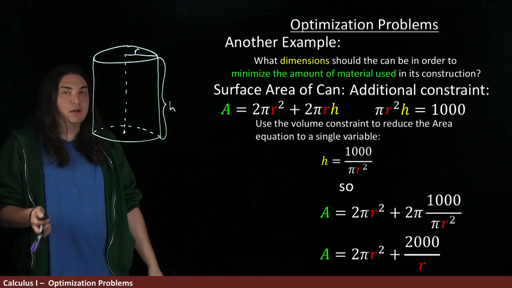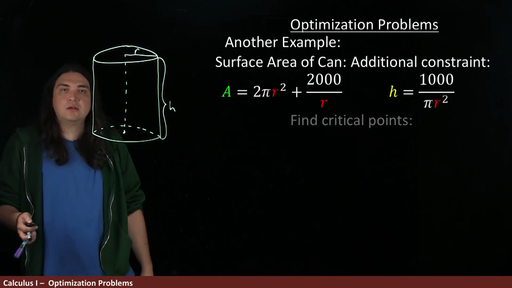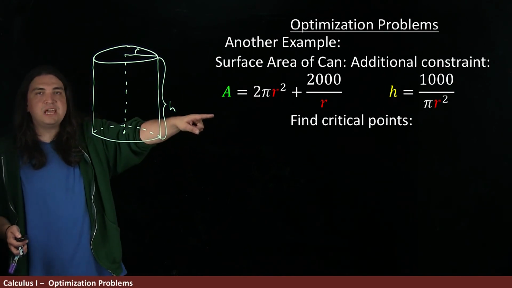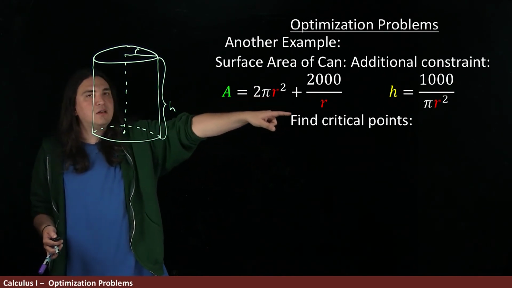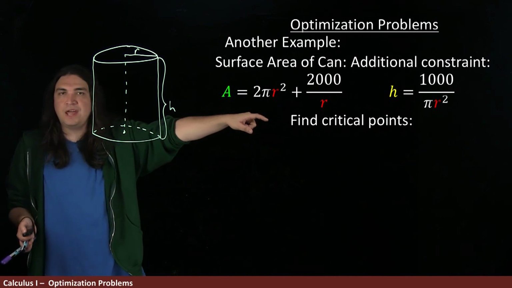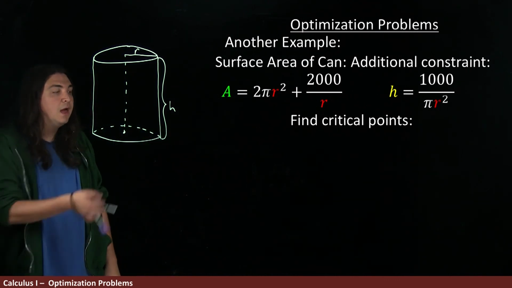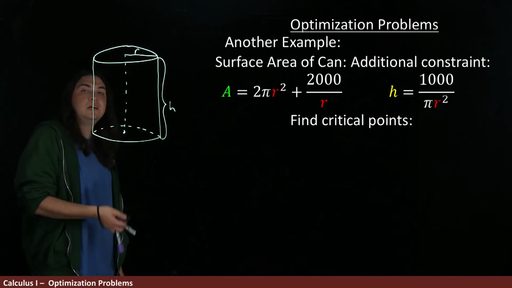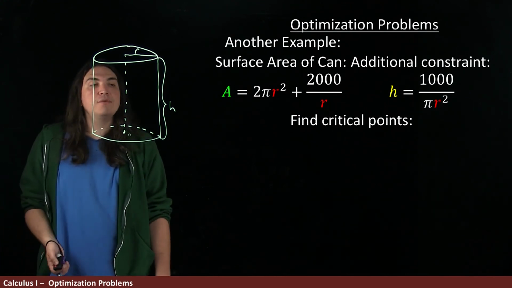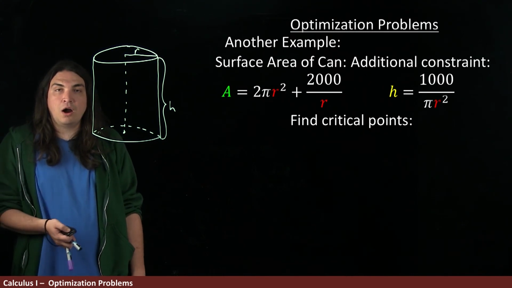Now I've got my updated area equation, and again, I've left my constraint solved for h because I'm eventually going to have to work backwards to get the h at the end. Now let's find my critical points. So I want to take the derivative of this area formula with respect to r.